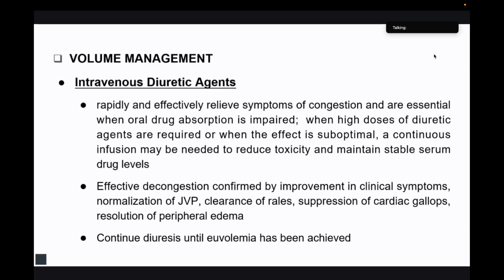Effective decongestion is confirmed if there is improvement in the clinical symptoms, if the JVP is normalized, if there is clearance of rales upon auscultation, suppression of cardiac gallops, and if there's resolution of your peripheral edema. Continuous diuresis is done until euvolemia has been achieved in the patient.